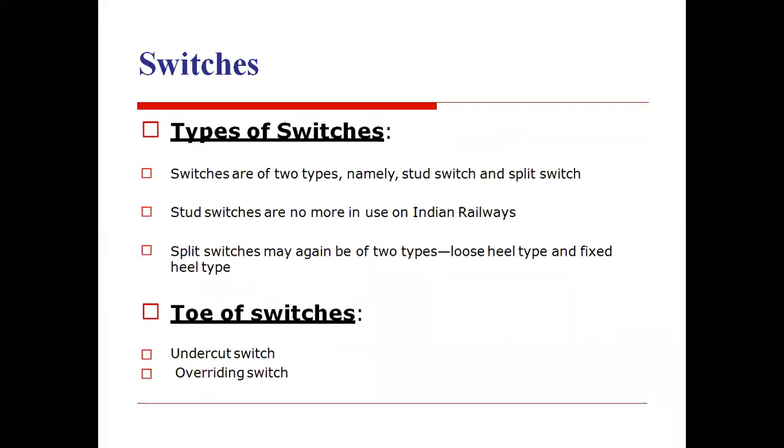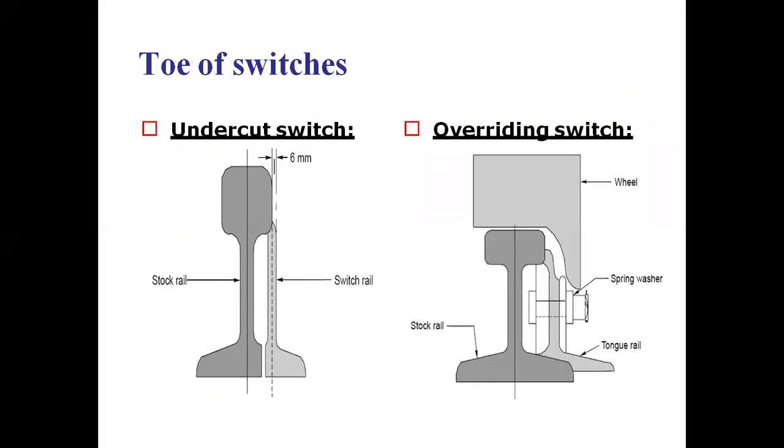Types of switches. Switches are of two types, namely, stud switch and split switch. Stud switches are no more in use on the Indian railways nowadays, and split switches may again be of two types, loose heel type and fixed heel type. Another classification is the undercut switch or overriding switch. This is the undercut switch, and this is the overriding switch.